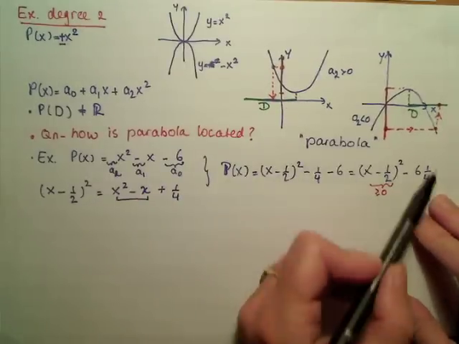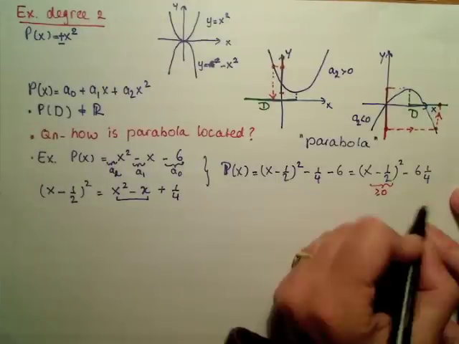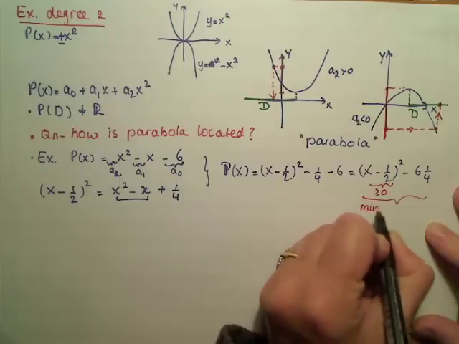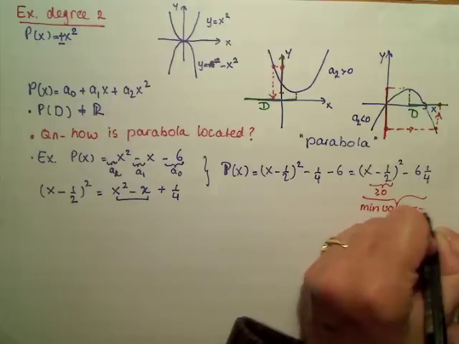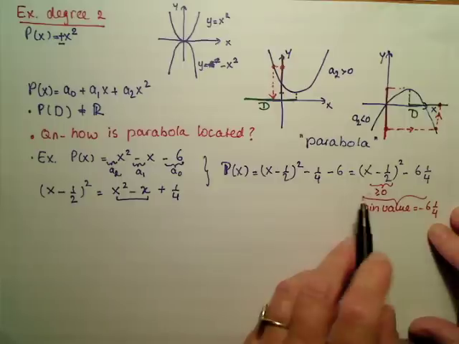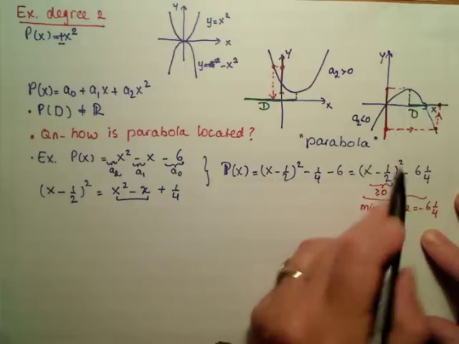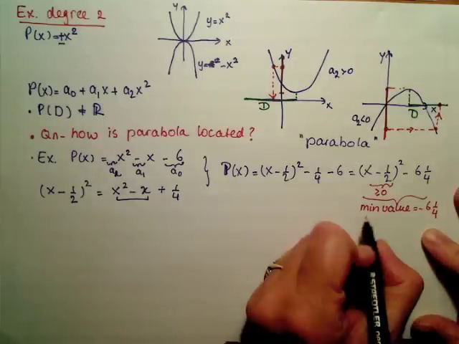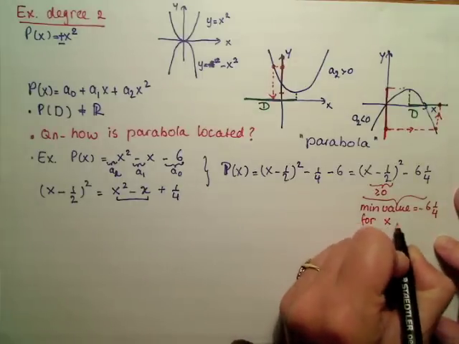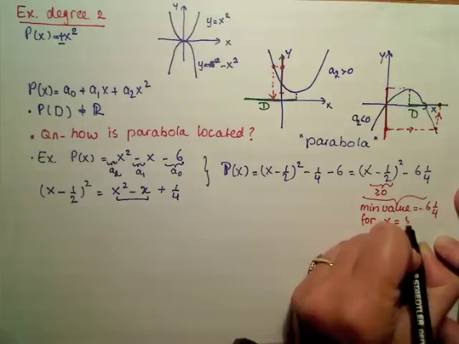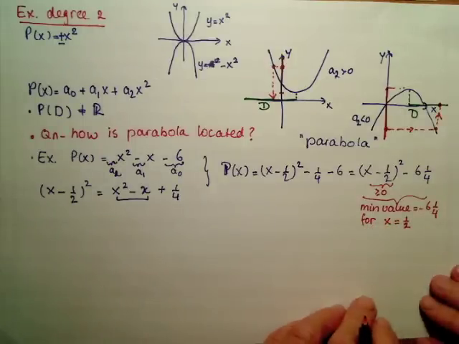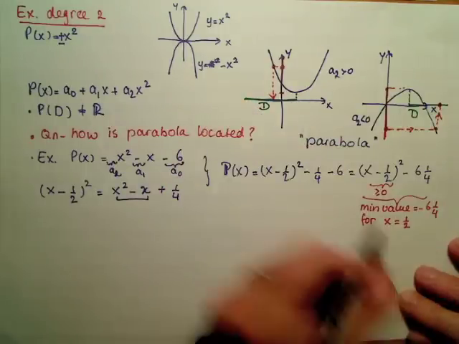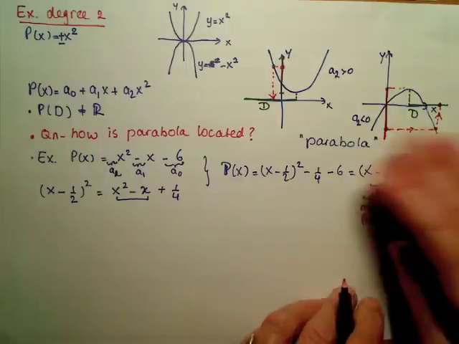And when is this minimum value attained? The minimum value is minus 6 1/4. This minimum value is attained when this quadratic term is equal to 0, because it can never be smaller. So it is attained for x minus 1/2 equals 0, so x equal to 1/2. Okay, now what is this point? This is exactly this minimum point.